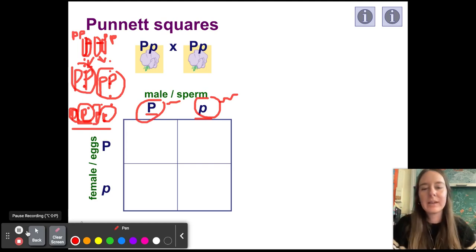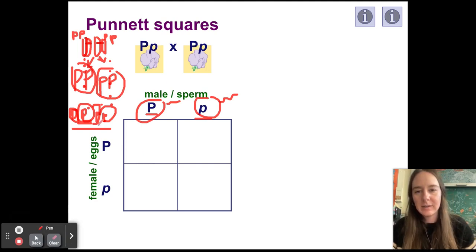Punnett squares. Okay, so let's take a look at the other side of the Punnett square. And what this is showing us is this flower right here.